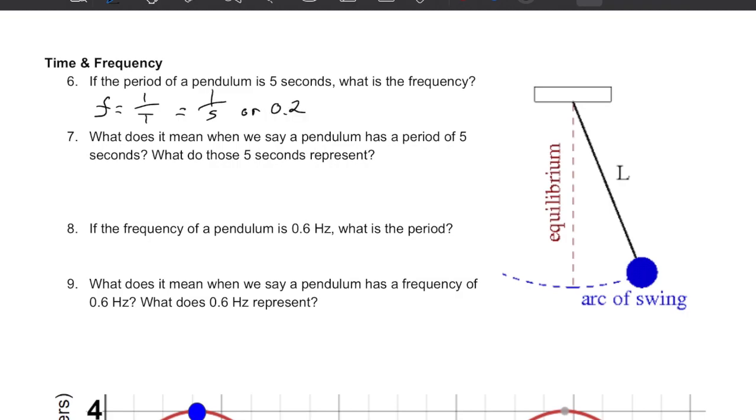The period of a pendulum is 5 seconds. What's the frequency? Frequency is the inverse of period, so 1 over 5, or 0.2. What does it mean when we say a pendulum has a period of 5 seconds? What do those 5 seconds represent?